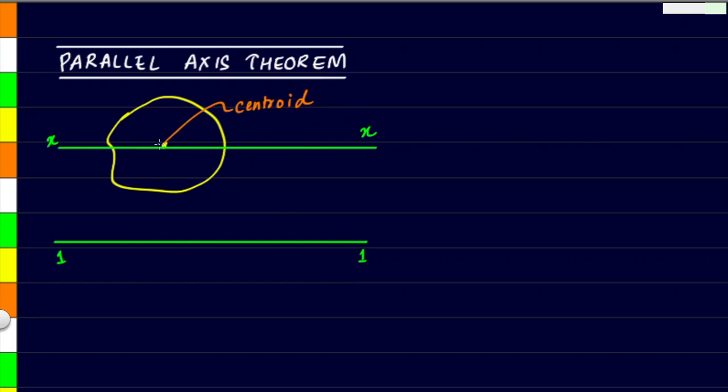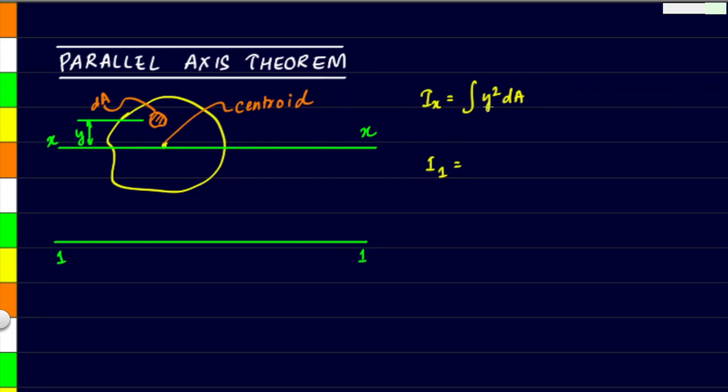So first let me define the value of Ix. For that, I will have to assume a small elemental area dA that is located at a distance of y from our x-axis. Now, according to the definition of moment of inertia, Ix is defined as the integration of y square dA. Now, we are interested in finding the relation of Ix with the moment of inertia about the 1-1 axis. So that is I1.